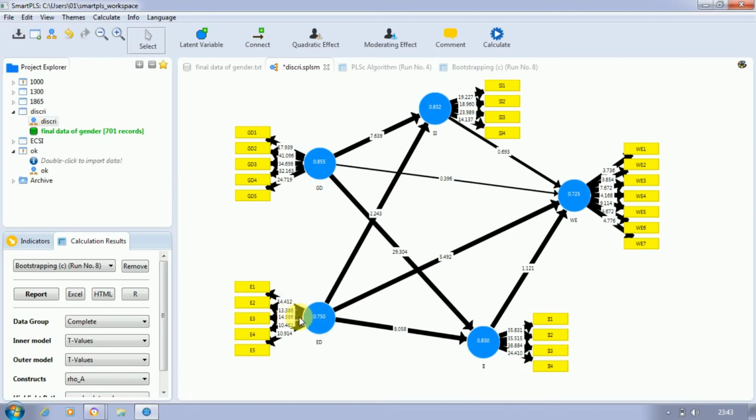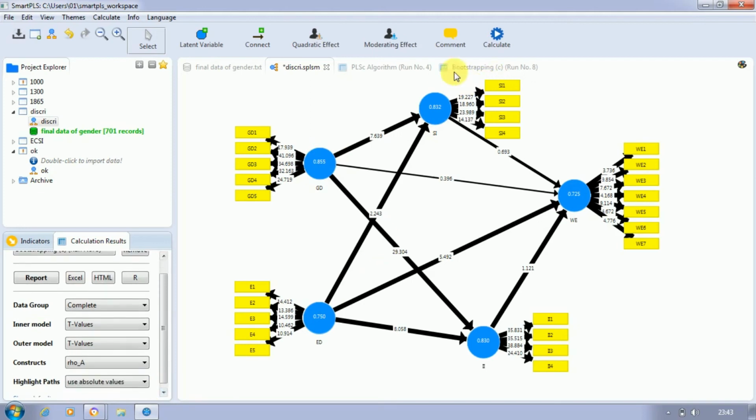There is only one direct effect, of ED to WE, and these values, as we have decided, show the composite reliability or internal consistency. So internal consistency for all our constructs is quite good. Let's go to our results.